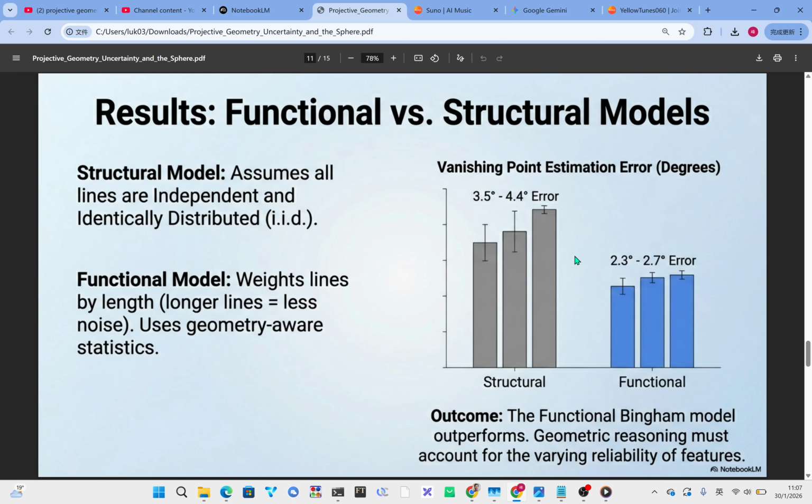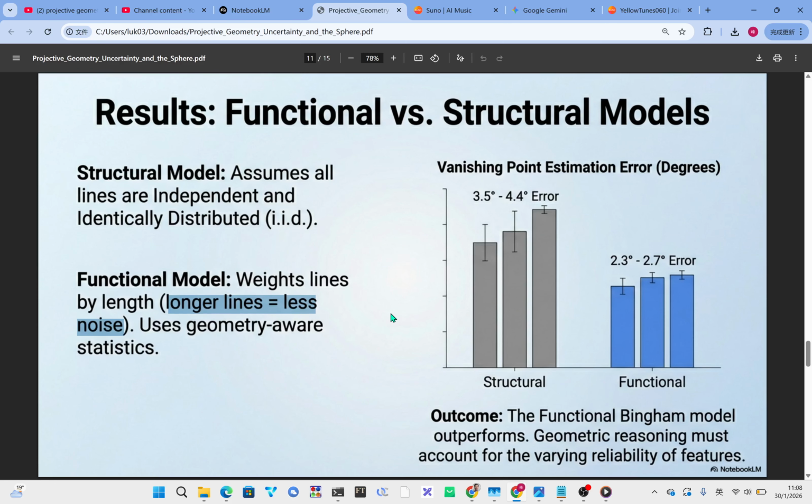It is, and he found something else really interesting here regarding structural versus functional modeling. Yeah, break that down. What's the difference? The structural model treats every line it sees as an equal vote. I see a line, I count it. The functional model weights the data based on quality. And in computer vision, quality usually means length. Exactly. A long line across the image has way more pixels. It averages out its own noise. A short line, like a chimney edge, is just a few pixels. It's jittery. So the functional model tells the math, trust the long lines more.